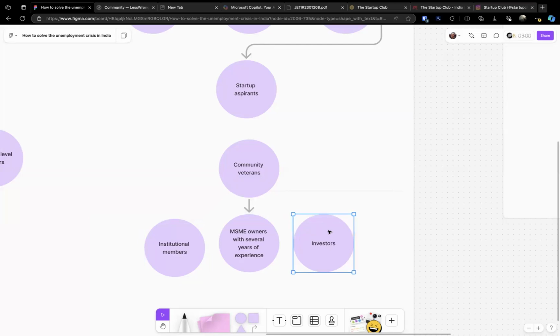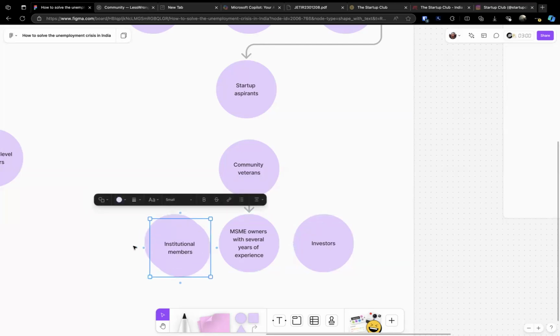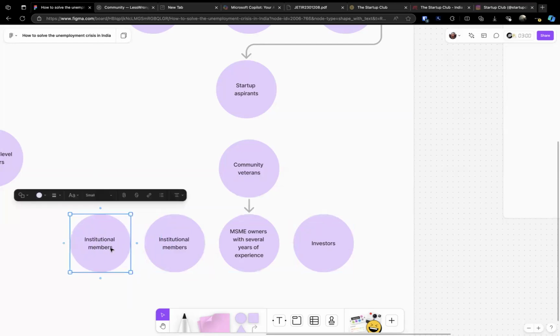Raghav, by the way, does there exist something similar to this? Similar to what? What we are doing right now? Yeah, there are a lot of communities like this.